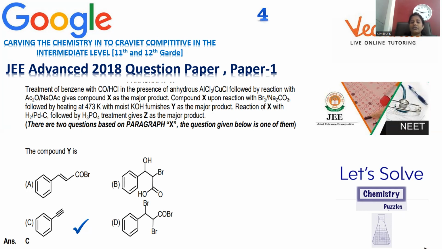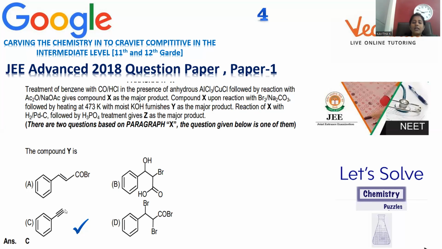So many reactions are accomplished there. There are two questions based on this paragraph, so from this we will get two questions. Here the question is, what is the compound Y? Though we are getting X, Y, Z, they are specifically asking for the composition of Y. So we have to go in the direction of Y product formation. The correct answer will be C.